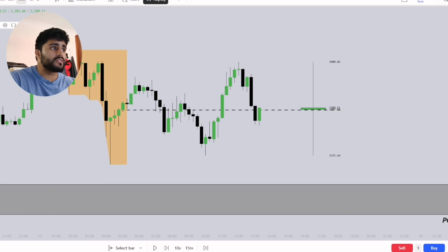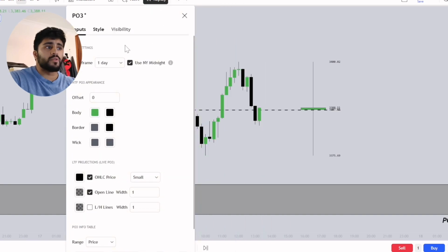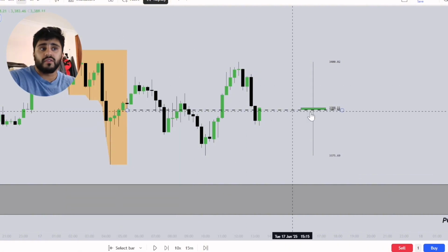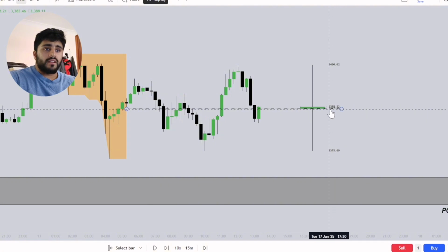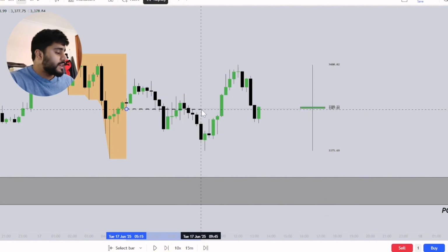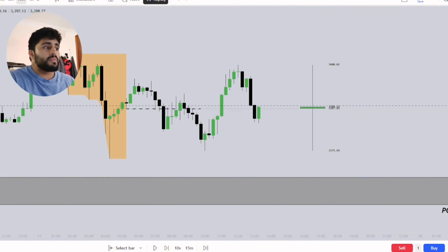My settings for the PO3 are very, very simple. You want to have the daily, and you want to have the New York, use NY midnight. Use New York midnight's opening price. And that's what you see over here. By using the power of three, it instills a level of discipline, or it did for me. So when I saw price ranging inside of this fair value gap, ranging near the daily opening price, I wasn't happy to touch price.